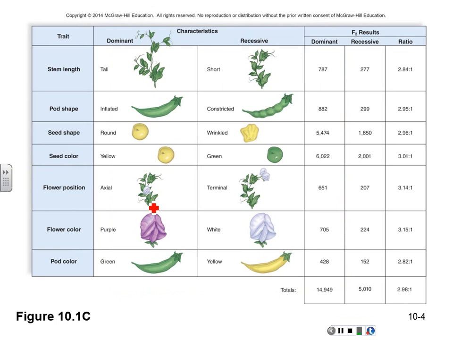Basically he was a mathematician and a monk, and he decided to do some experiments on pea plants. With these pea plants, he was looking at the traits. What makes a plant tall? What makes a plant short? What makes the seeds round or wrinkled? What kind of flowers do they have?